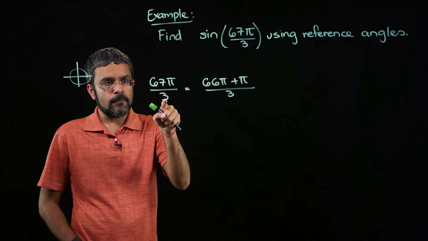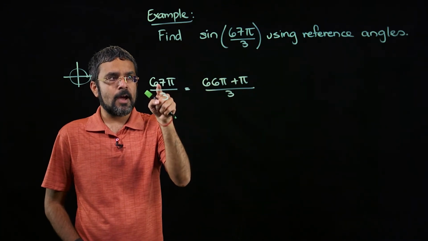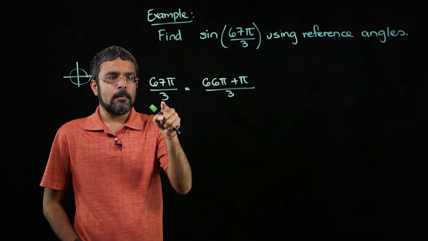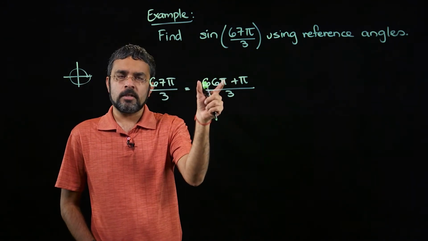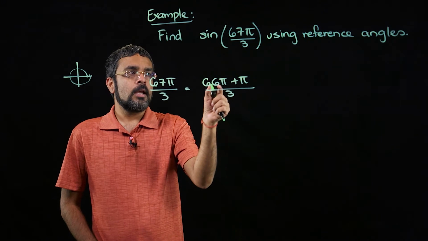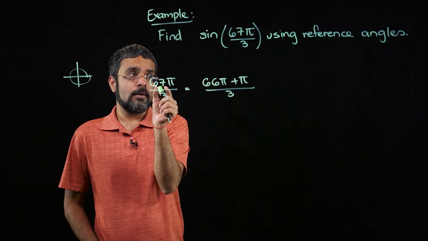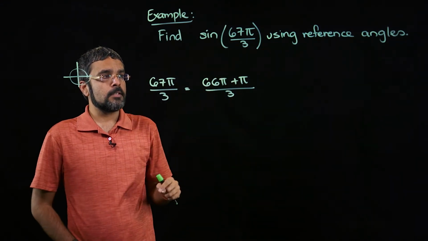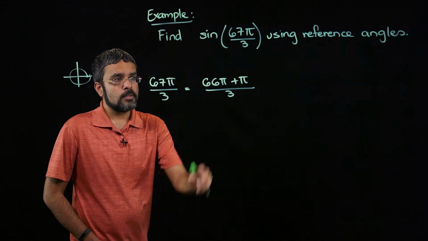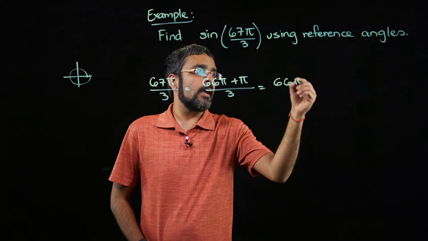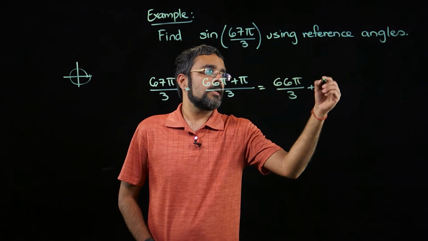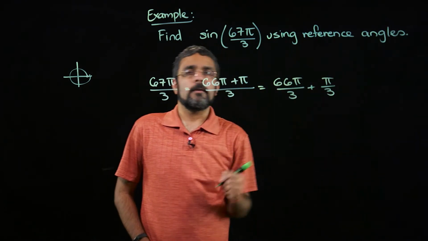If this were 5, I would have written this as 65 pi plus 2 pi. But since this is 3, I look at the denominator, and I split it up in such a way that one of the numbers is a multiple of 3 and is closest to 67. So 66 pi plus pi over 3. Now, since I have a common denominator, I can split this up and write it as 66 pi over 3 plus pi over 3.